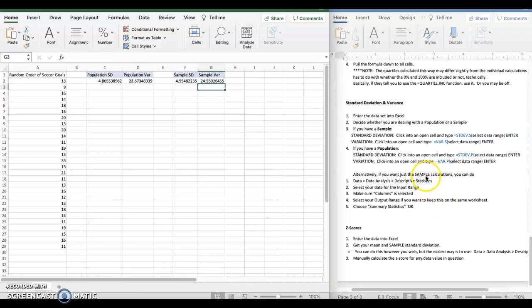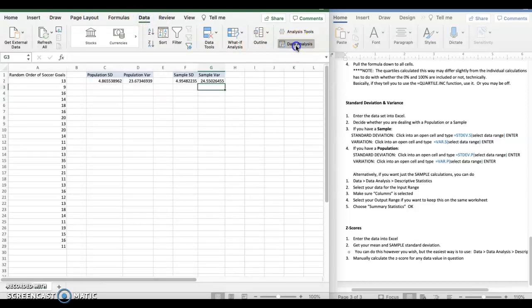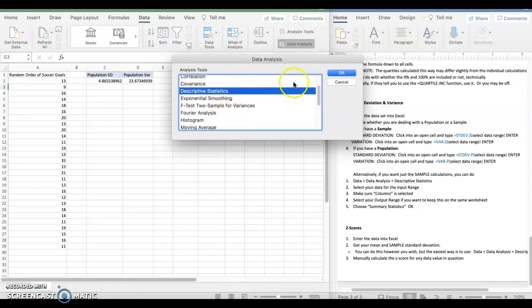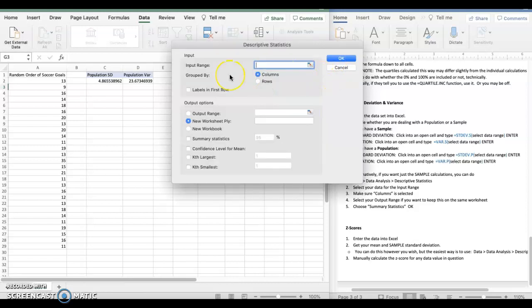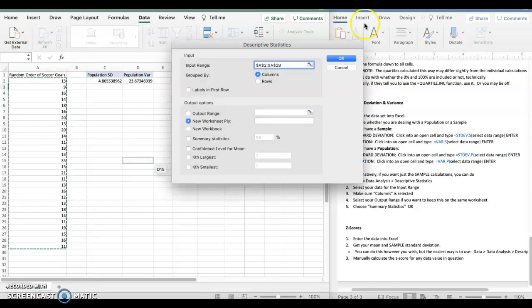If you just want to do the sample calculations, you can do a slightly different way. You can go to data and the data analysis and choose descriptive statistics off of here. You need to put in your input range. So let's say this, all of that. You want to make sure columns is selected. And then you have to select where you want to put this output. So I'm going to just skip down here somewhere to put this and check summary statistics.